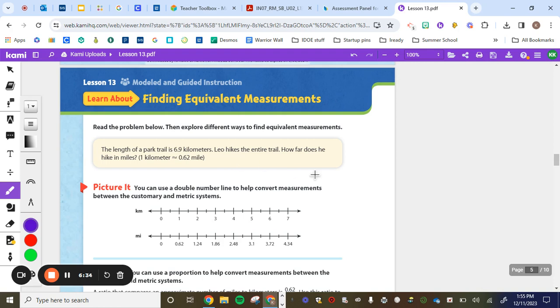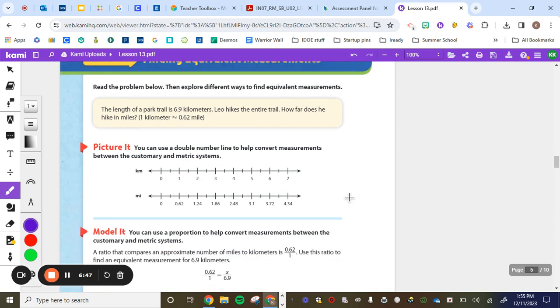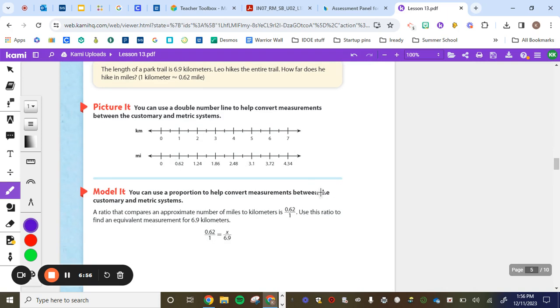Our question says the length of a park trail is 6.9 kilometers. Leo hikes the entire trail. How far does he hike in miles? Then they tell us 1 kilometer is 0.62 miles. You can absolutely do a double number line if you want to, but I think a conversion proportion is going to be easier.